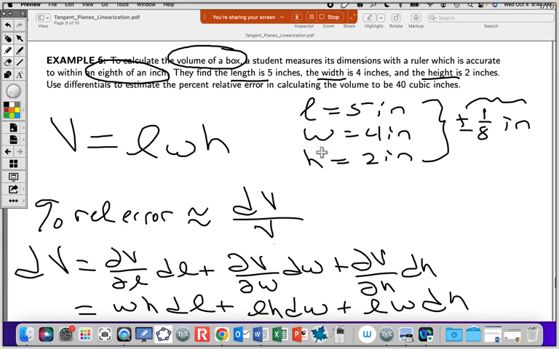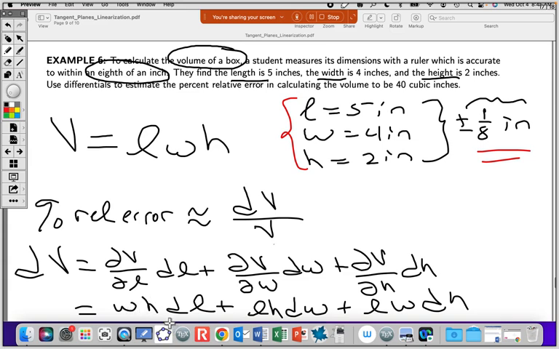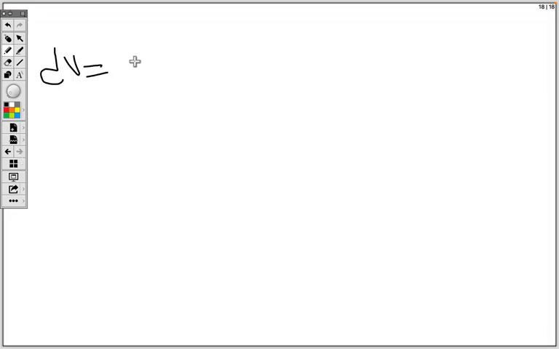We plug in the L, W, and H. We plug in the plus or minus 1/8. So we'll go to the next slide and do that. So the dV. Once again, this is estimating the approximate propagated error. I get W times H. W times H would be 20 times plus or minus 1/8. W and H are both measured in inches, so this would be in inches cubed.